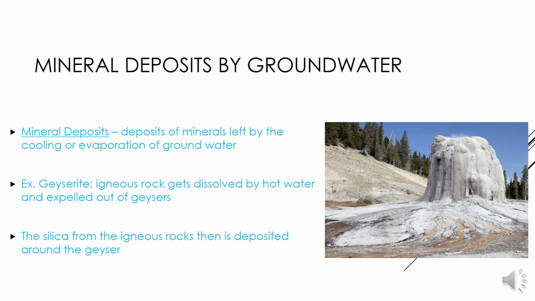Mineral deposits by groundwater. Mineral deposits are deposits of minerals left by cooling or the evaporation of groundwater. On the right here I have an example of geyserite. As the water from down inside the earth rises, it dissolves igneous rock, and this gets expelled out of geysers. The silica from this igneous rock then is deposited around the geyser, and this is what geyserite is. It kind of looks gray and chalky, but it's that silica, that silicon and oxygen mix.